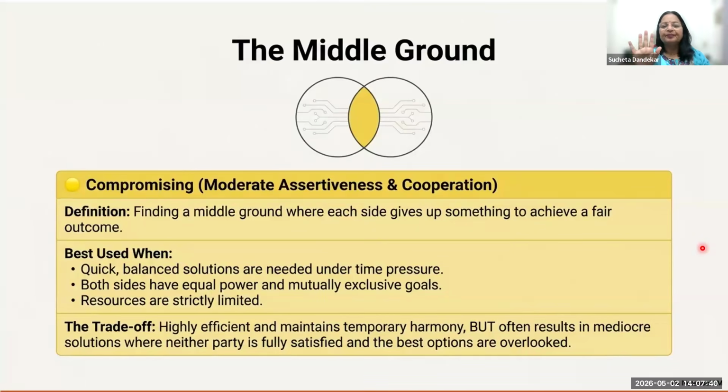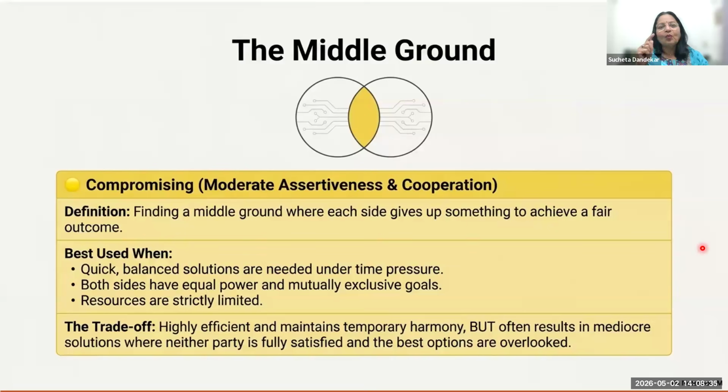The fifth is the middle ground, compromising, with moderate assertiveness and cooperation. What is the definition? Finding a middle ground where each side gives up something to achieve a fair outcome. It is best used when quick balanced solutions are needed, both sides have equal power and mutually exclusive goals, and the resources are strictly limited, and you feel that we need to come together. So this is highly efficient and maintains temporary harmony, but it often results in mediocre solutions, because you've just handshaken midway, where neither party is fully satisfied and the best options are overlooked.